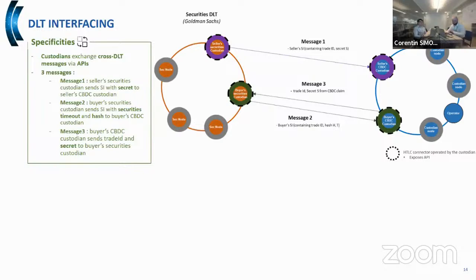After having audited the securities HTLC smart contract, the buyer's securities custodian sends message 2 to the buyer's CBDC custodian to share the settlement instruction with the securities timeout and the hash. And the buyer's CBDC custodian on DL2S will then lock the CBDC using that hash he received.